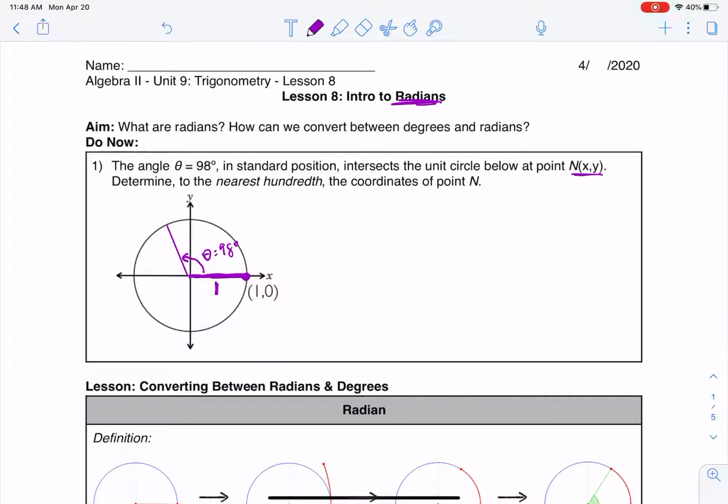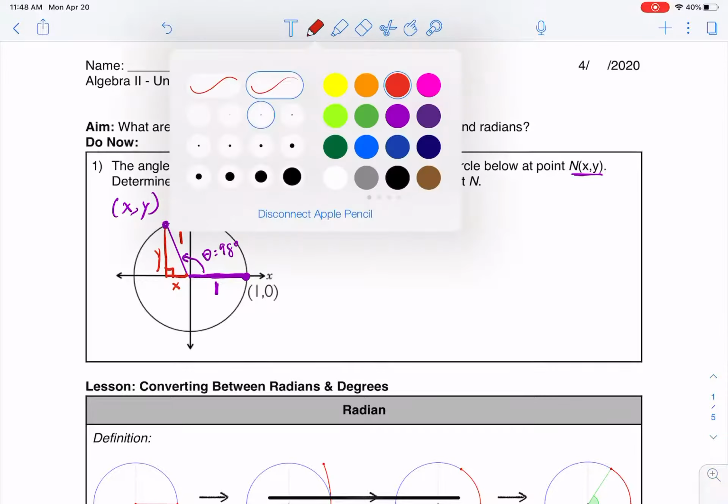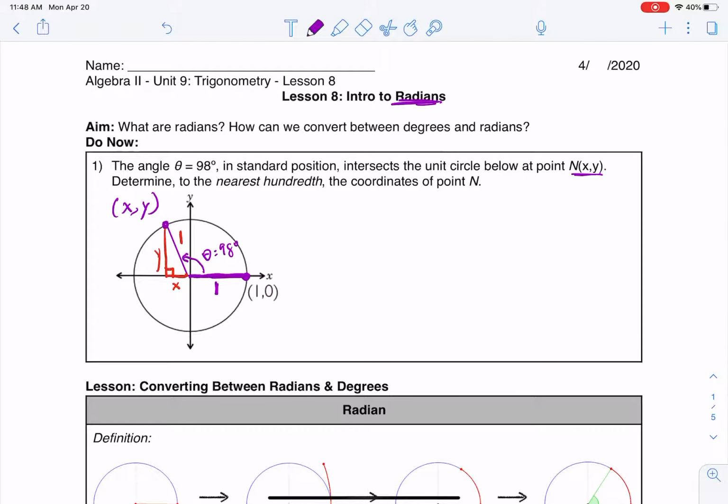Now, I don't know the value of this point, and that's what I'm going to end up having to find, x comma y. Let's draw on our reference triangle. So my reference triangle is here. This is really my x value. This is my y value. I know the radius is 1. If we think about these as sides of a right triangle, I know that my opposite side here is y. And if I want to compare the opposite side to the hypotenuse, I'm going to use sine.